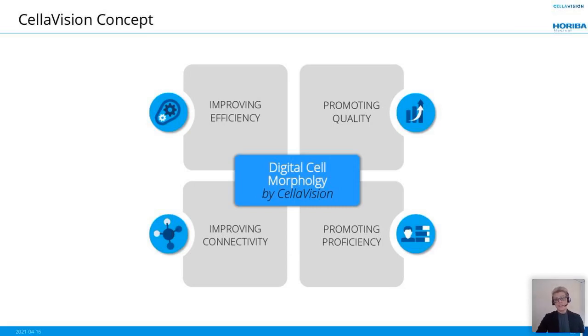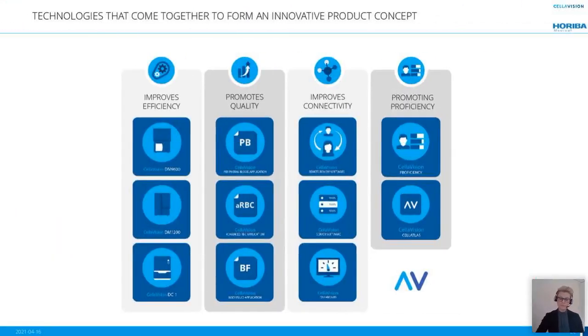And of course, lastly, we also offer a tool to assess, track, and promote staff competency. So you can train and teach your staff so they feel comfortable in reporting differentials. So how do we do this? Well, as you know by now, we have a set of hardware or instruments. That is our way to improve efficiency, because that will make it faster for the labs to run their slides.